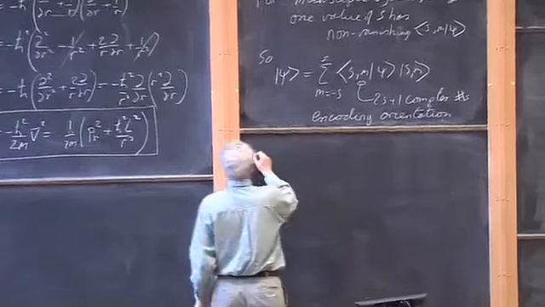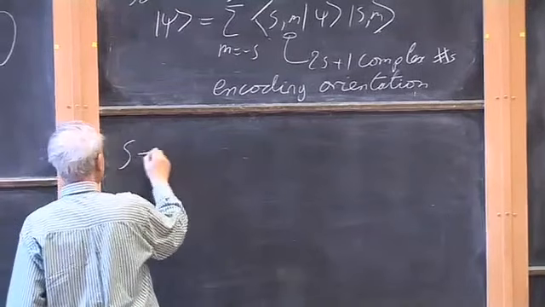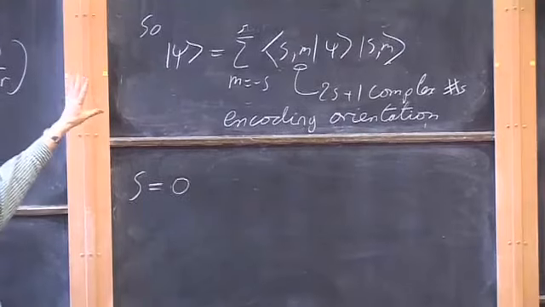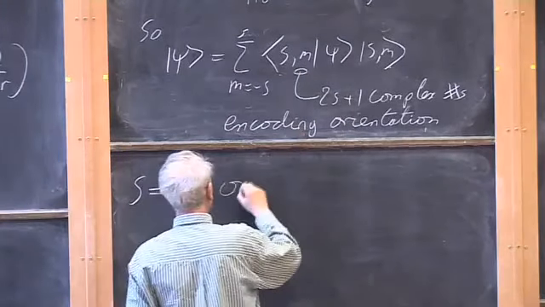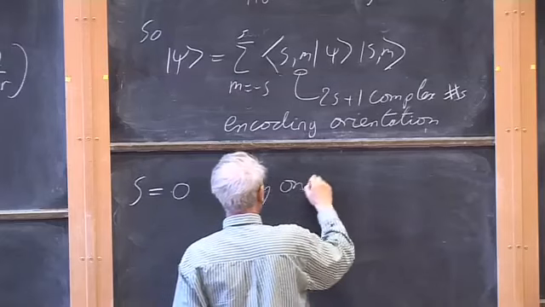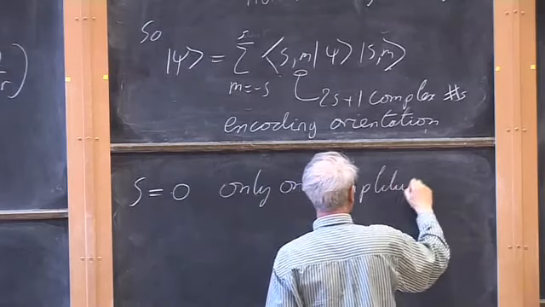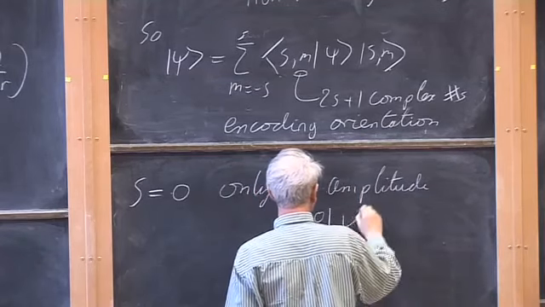Okay, so let's consider the various cases. The case S equals 0. In other words, if the only occurring thing here is 0, there's basically no information. There's only one amplitude, the 0 state of your system.